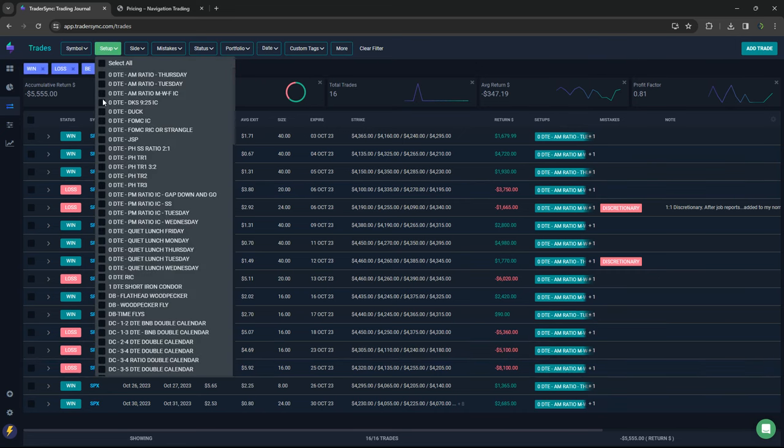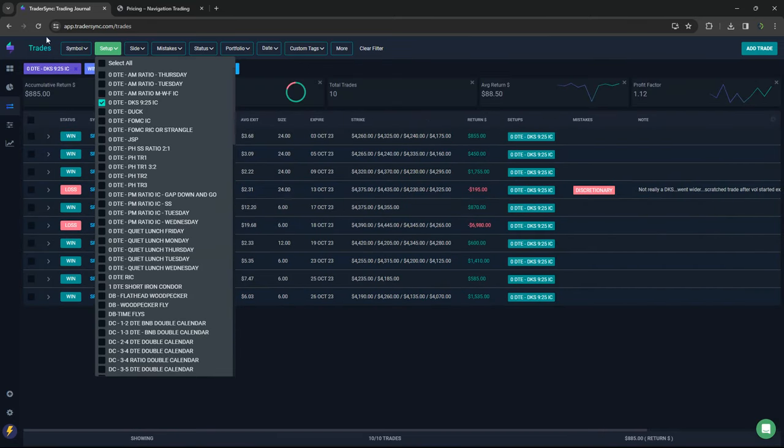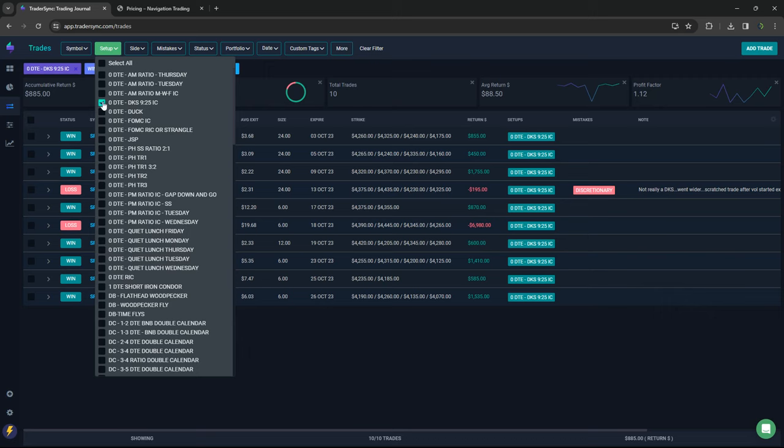On my DKS, aka the Dick K special, just slightly green. Had one big loss, and that's how this strategy works. It's a very high probability trade, but when you do have a loser, it's typically going to be a big one. So big one there, but still green for the month.